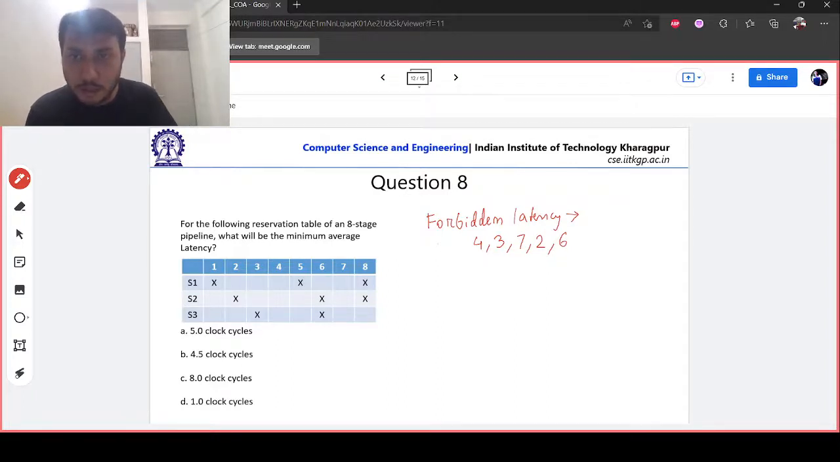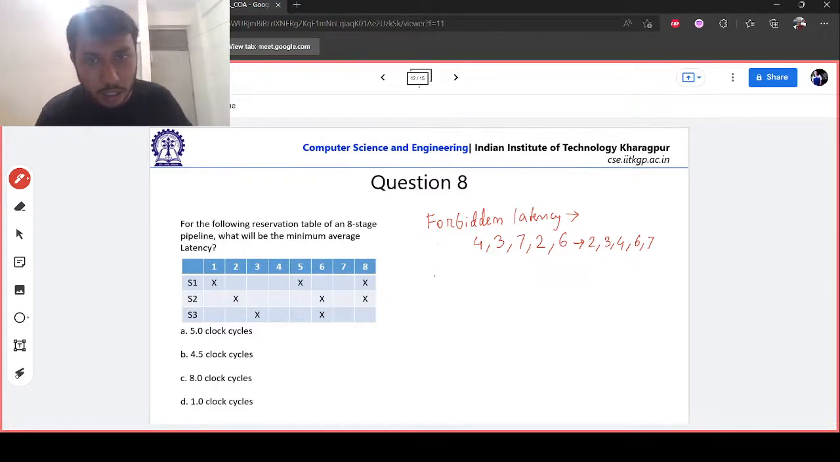For S3, there are only two x's here, that is 6 and 3. So 6 minus 3 is 3, which is already present. So what are the forbidden latencies? 2, 3, 4, 6, 7. Right, these are the forbidden latencies. So the max forbidden latency is 7.